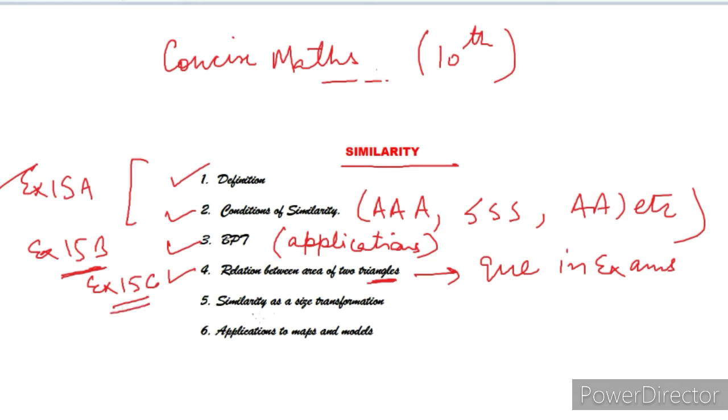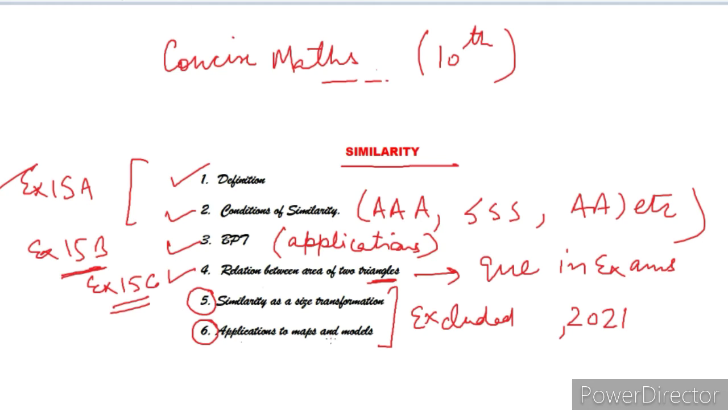Now come the two important topics which were there: similarity as a size transformation, and application of similarity to maps and models. As already told, these two have been excluded. So students, for the exams to be conducted in the year 2021, these two topics have been excluded. Remember these two: similarity as a size transformation, and applications to maps and models.